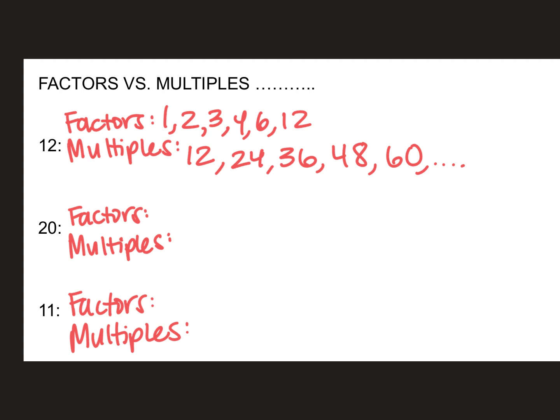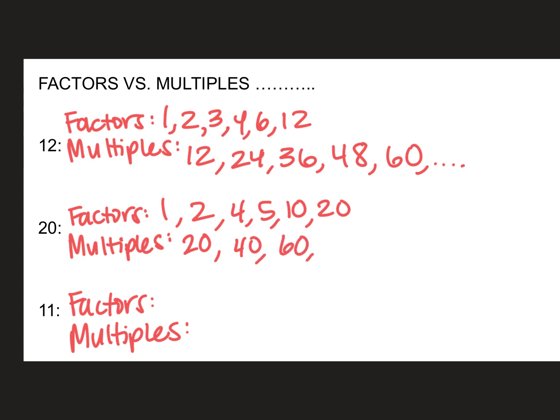So factors for 20, 1 and 20, 2 and 10. These again are all of the numbers that multiply together to equal 20. And then the multiples, that's if we take 20 and multiply it by other numbers. So 20 times 1, 20 times 2 is 40, 20 times 3 is 60, right? So I'm skip counting by 20s, 20, 40, 60, 80, 100. The multiples keep going on and on and on forever. Whereas factors, there's just certain ones that multiply to equal that number.